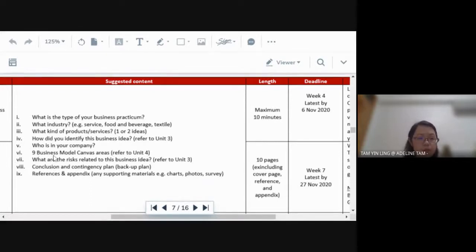And then this is the most important, number five, the nine business model canvas areas. You present one big picture, then you expand one by one, with another slide to expand each one. And number seven is very important: what are the risks of your product? If you talk about food, is it food poisoning? Maybe that is your risk. And last, your conclusion. Of course you can have references and an appendix if you want to add photos and surveys. This is more for your report. For your PowerPoint presentation, I expect up to 5, 6, 7, 8 only. The conclusion is where you put your backup plan or contingency plan.